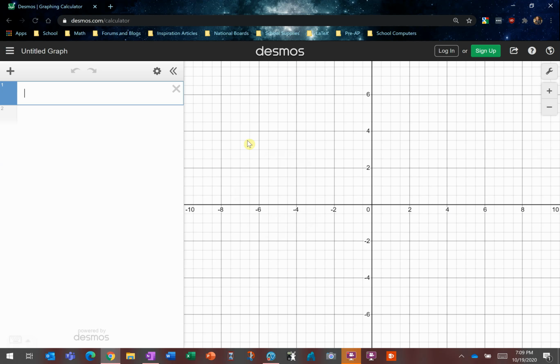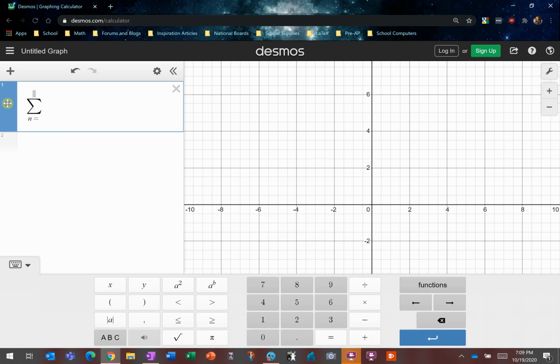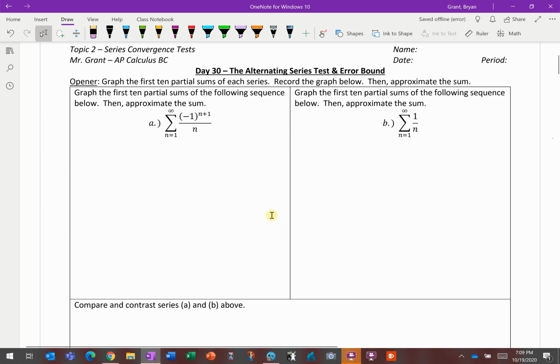You could also do this on your calculator. It's just easier to change various things on Desmos. So we're going to do, I was hoping I could type in sigma, but there's probably a shortcut there. So I'm going to go ahead and pull up a function, miscellaneous function, and my sigma here. We're going to go from 1 up to something. We'll leave this something blank for this point.